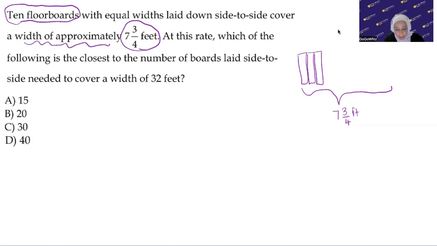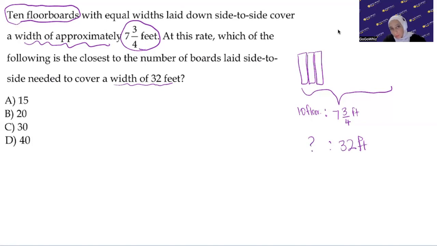Now, they're saying 10 floorboards cover this amount of width. And then they're saying, at this rate, which of the following is the closest to the number of boards laid side to side needed to cover a width of 32 feet. So what we were given is that 10 floorboards will cover 7 3/4 feet. Now you have 32 feet. How many floorboards? That's what they're asking.